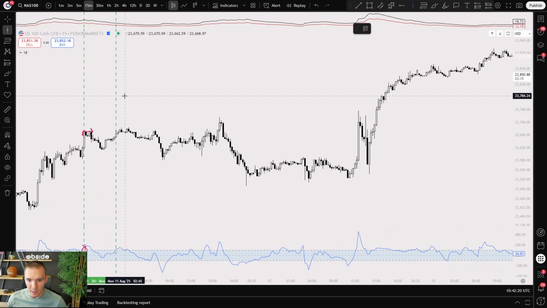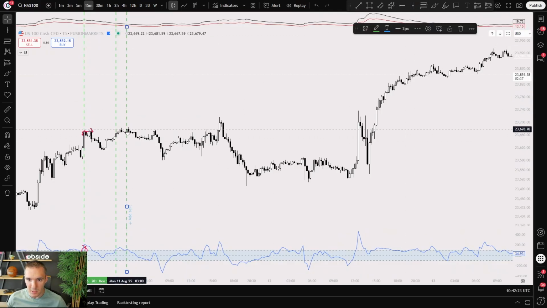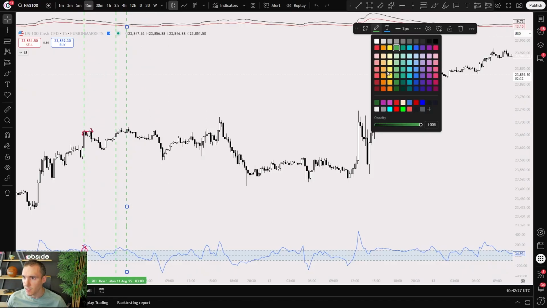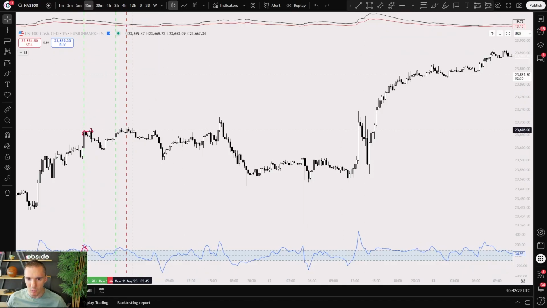We have another example here. This is the close. Okay, no, this one is not reached again. So this one, we'll put it in red because this one didn't work. We directly had the reversal.